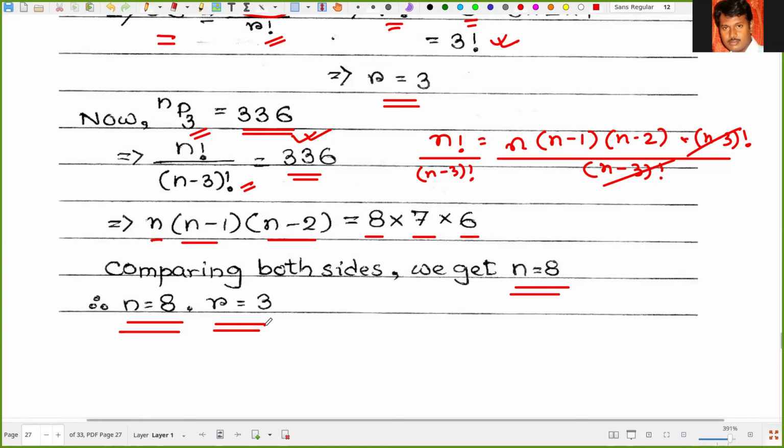So that is how we can simply calculate the problems on combination. In the next video, we will discuss more problems on combination.